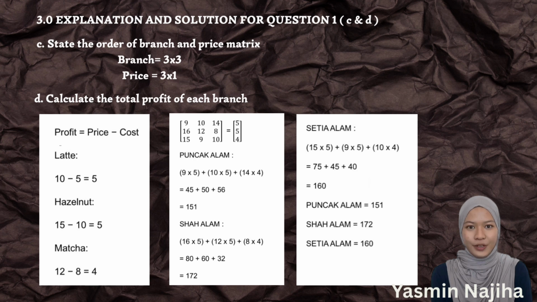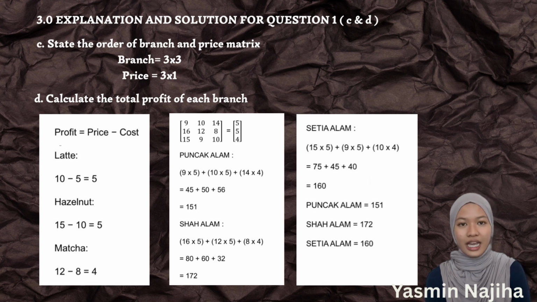First, for question 1C, the branch matrix has 3 rows and 3 columns because there are 3 branches, which are Puncak Alam, Shah Alam, Siti Alam, and 3 types of coffee, which are latte, hazelnut, matcha. Therefore, the order of the branch matrix is 3 times 3. The price matrix only lists the price for each type of coffee in one column, which are latte, hazelnut and matcha. Therefore, the order of the price matrix is 3 times 1.